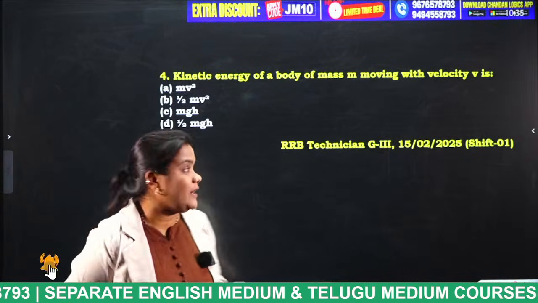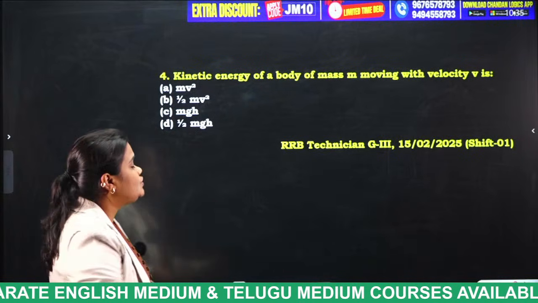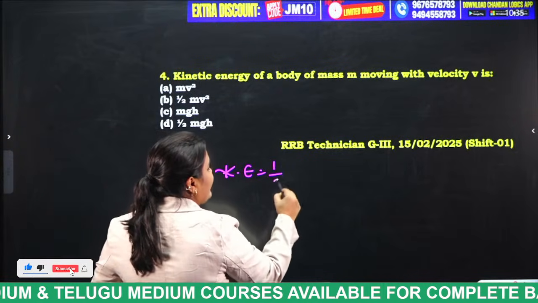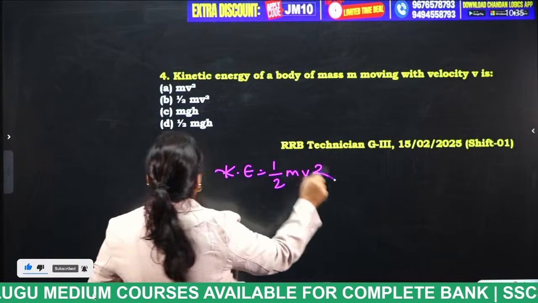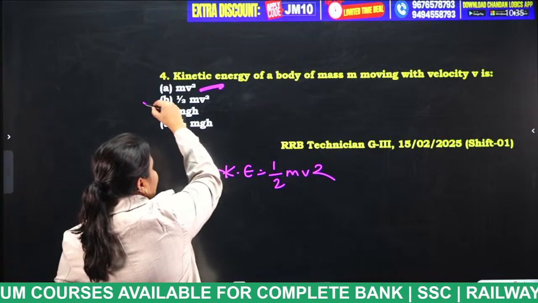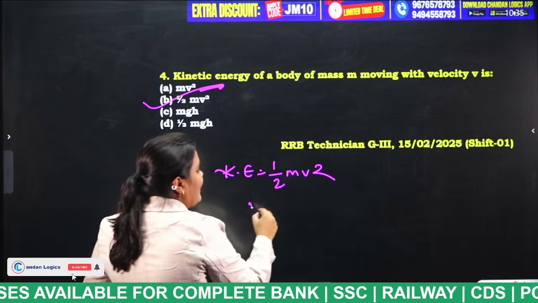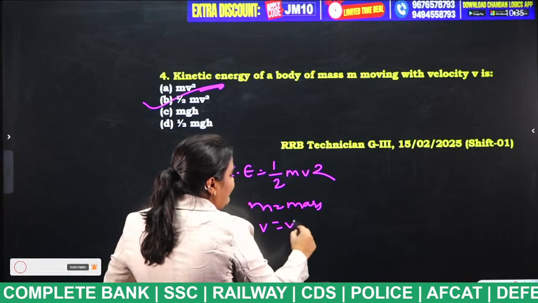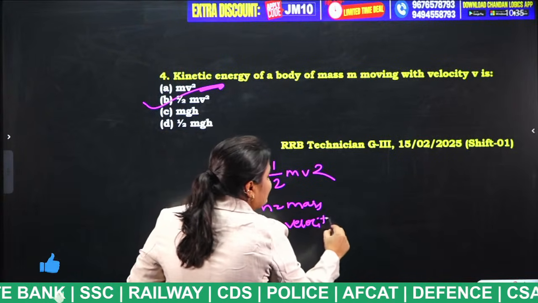Very, very important. Okay, and what is this, students? Kinetic energy is equal to half mv square. So what is the answer? Option B is the correct answer for this question, where m is equal to mass and v is equal to velocity.